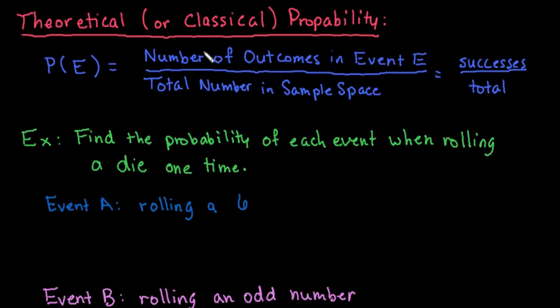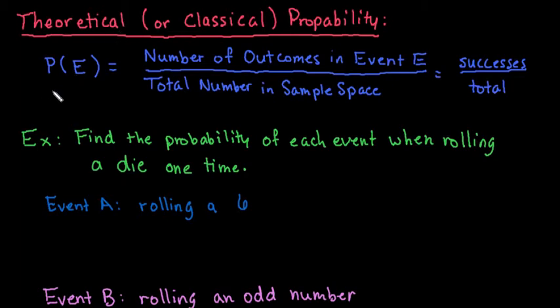Hi, for this video we're going to take a look at what it means to find the theoretical or the classical probability of an event. Some textbooks call this the classical probability, while a lot of them call it the theoretical probability. This is in theory how many times you would expect to see a certain event.